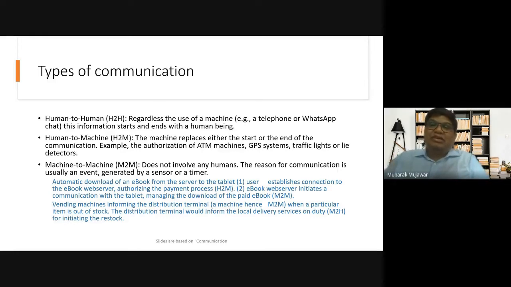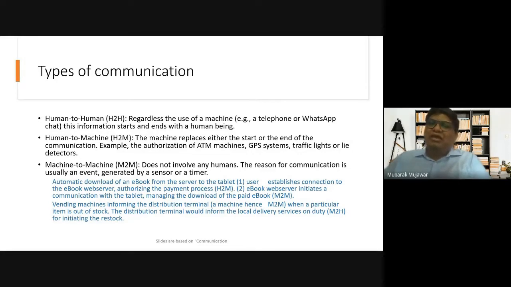Another example which I have written over here is the vending machine. If, for example, we have some cold drinks and the amount of cold drink goes below a certain level, the vending machine automatically sends a signal to the stockists to refill. That is automatically communicated to the supplier, and then the supply is loaded into a particular box, and that box is delivered to the vending machine. So the initial 3-4 stages occur within the machine to machine domain, and the final stage is taken care of by humans. So these are different types of communications.